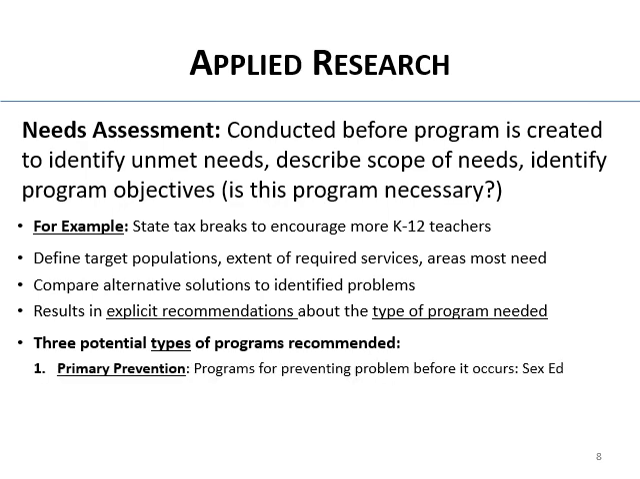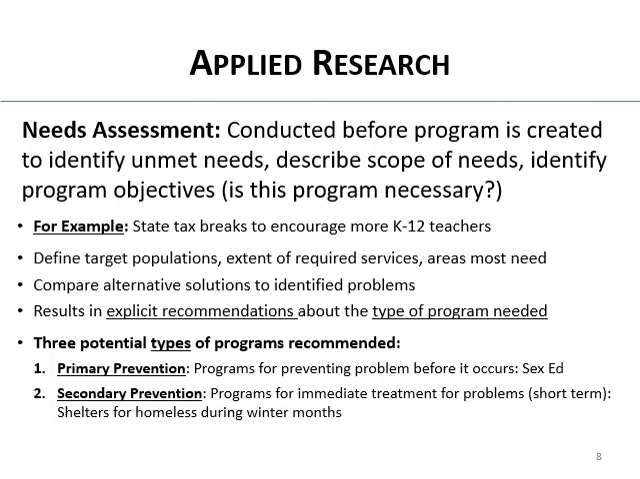And there are 3 potential types of programs that can be recommended. There are primary prevention programs. So primary prevention programs are programs for preventing the problem before it even occurs. So if you're trying to reduce pregnancies among teens, for example, you teach sex education as a primary prevention strategy to teach them about how to avoid getting pregnant in the first place. That's primary prevention.